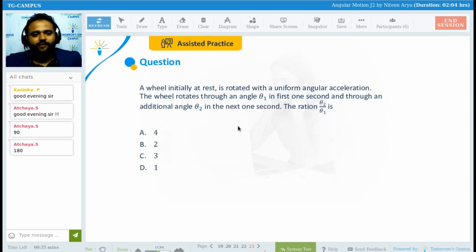Do that. A wheel initially at rest. Read this. Initially at rest means omega 1, the initial angular velocity, is 0. Rotated with a uniform angular acceleration, the wheel rotates through an angle theta 1 in the first 1 second, and through an additional angle theta 2 in the next 1 second. So find the ratio of theta 2 by theta 1. Very easy.